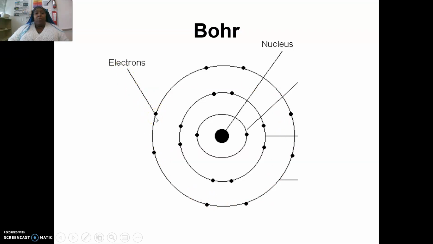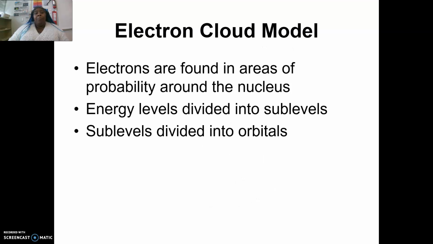The reason why it's not quite accurate is because the electrons don't move in a predictable path like that, the way you would say the moon moves around a planet. It doesn't really move consistently in that direction. The better way to represent the way the electron moves is to use the electron cloud model.